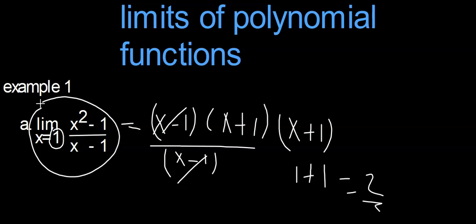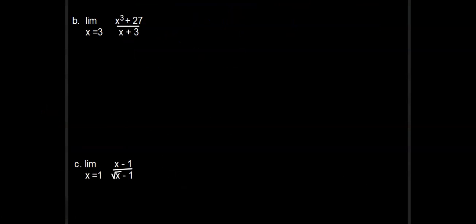Now let's see some other types of questions. The second question says the limit as x goes to 3 of (x cubed plus 27) over (x plus 3). Let me see if I can substitute this 3 and whether I get 0 or another number. When you substitute 3, you get 3 raised to the 3 plus 27, over 3 plus 3.